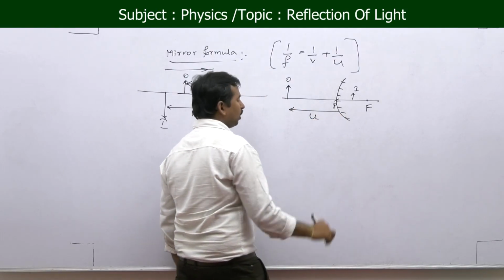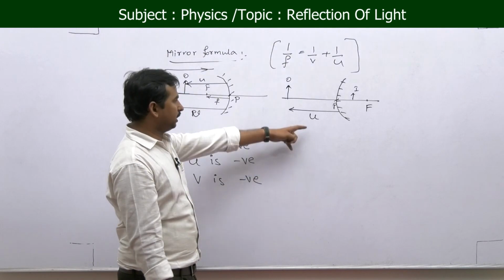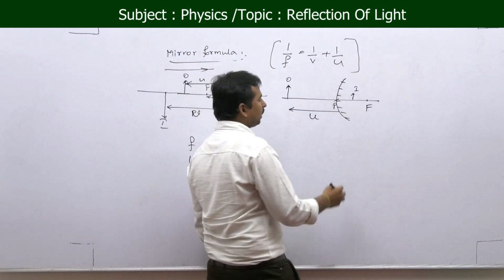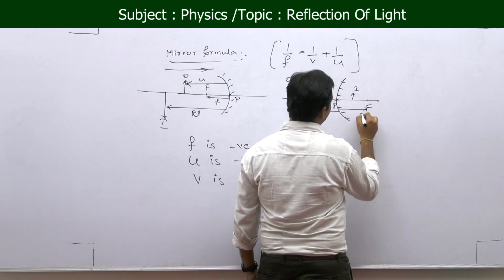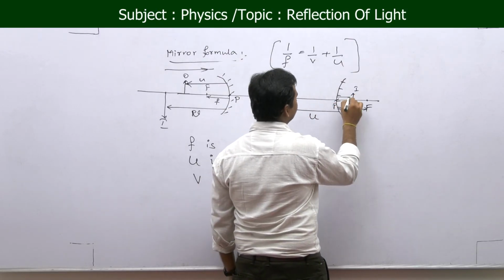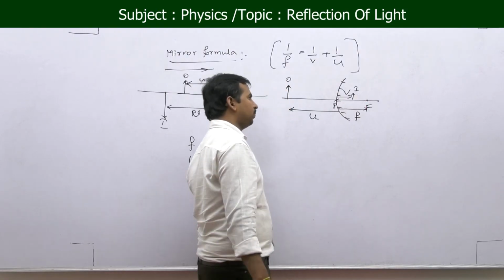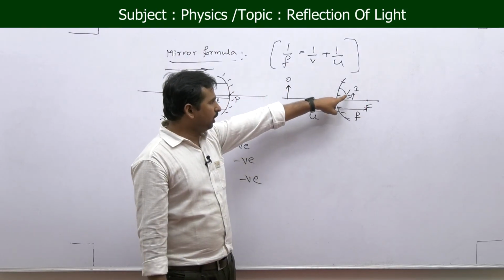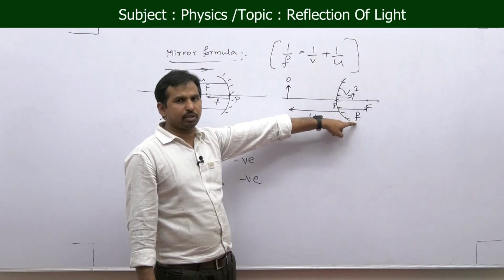So that's why the object distance from the pole to the object, u is the object distance, whereas the distance from the pole to the focus is the focal length, and from the pole to the image, we call that the image distance v. So u, v and f, these are our distances there.